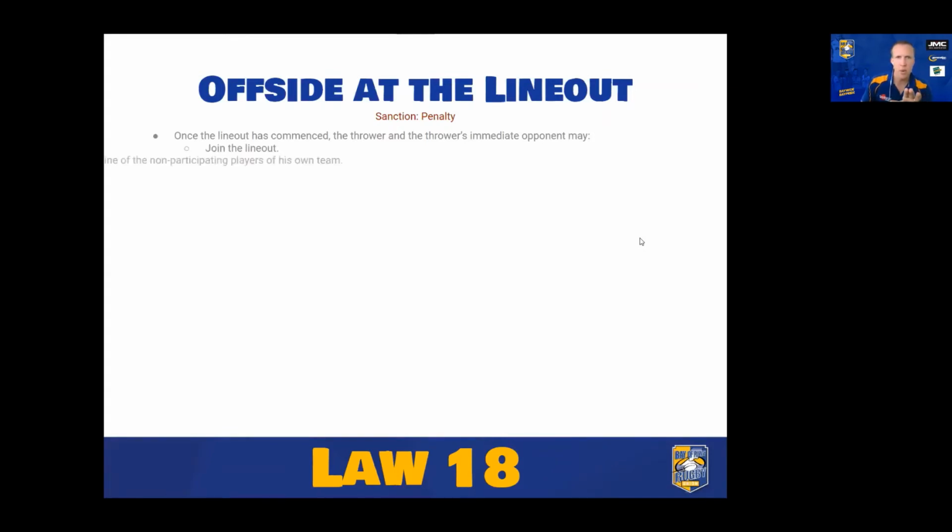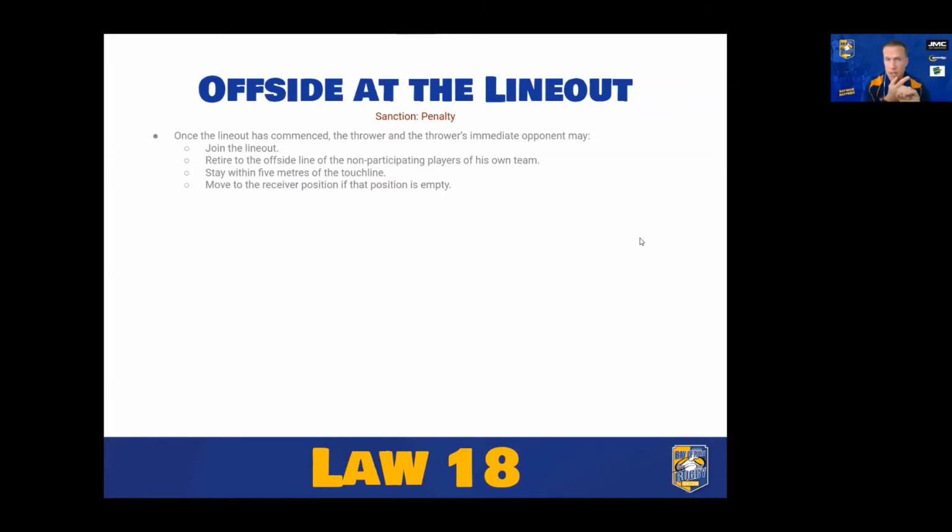So once that line out started, actions of the thrower and the thrower's opposite. So the person standing 2x2 and the thrower. They have a lot of actions that they can take. It's just good to be really clear on what they can't do. So they can join the line out. They can go back to the offside line where the non-participants are 10 meters back.